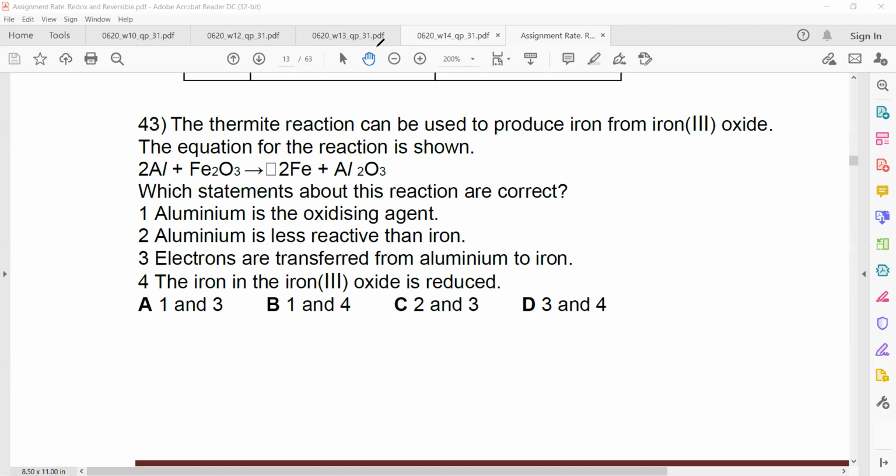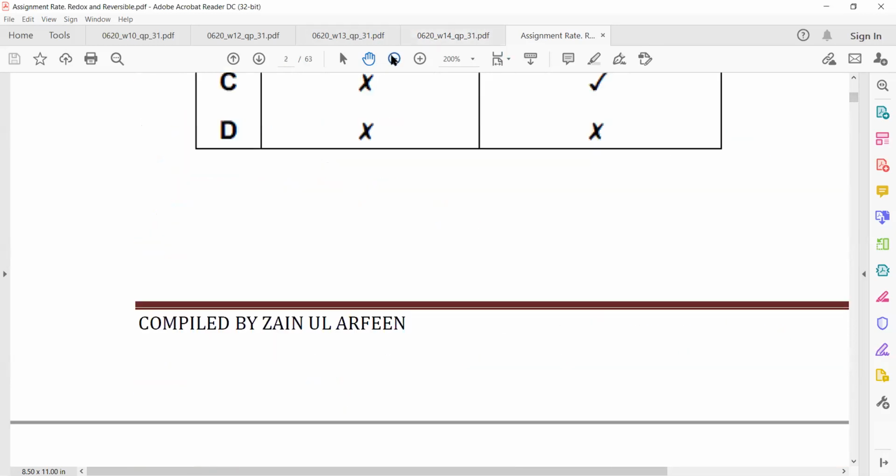So these are some questions related to redox reactions. More we will discuss next session.